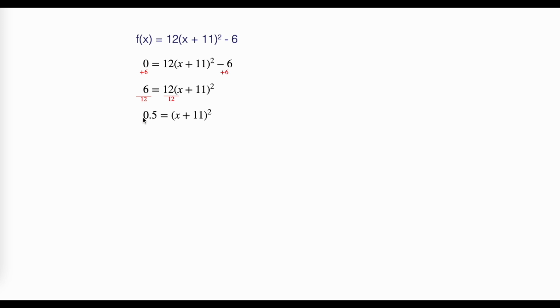6 divided by 12 is 0.5. 0.5 is equal to x plus 11 squared. I'm going to take the square root of both sides to get rid of the square. That's going to give us plus or minus the square root of 0.5 is equal to x plus 11. Get rid of the 11, subtract 11 from both sides. That gives us negative 11 plus or minus the square root of 0.5.